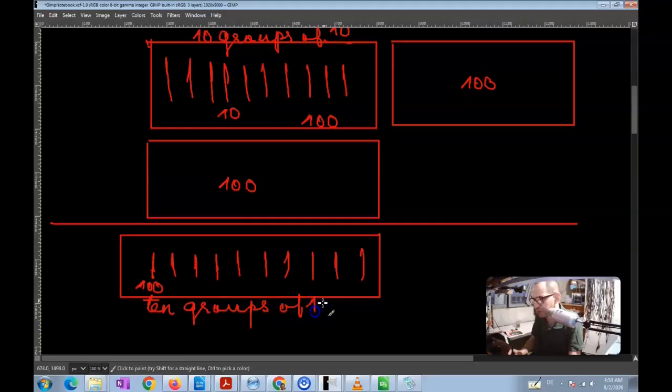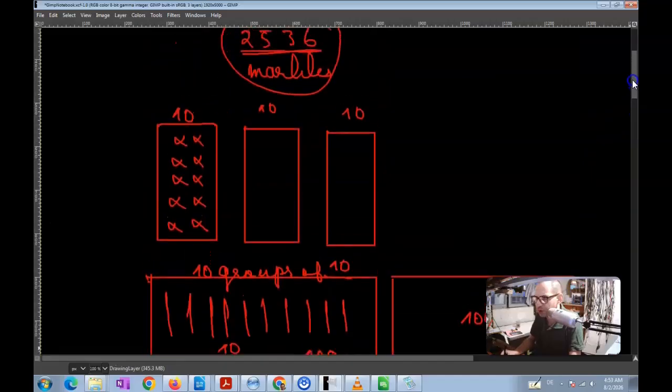10 groups of 100. So which means that essentially 10 groups of 100 would be basically 10 times 100, which is equal to 1,000, right? And you can see essentially where I'm going with this.